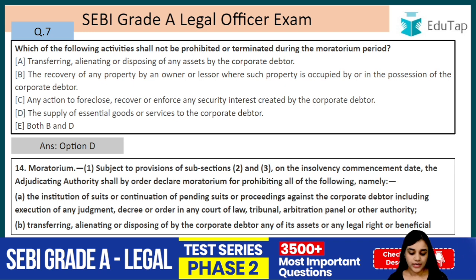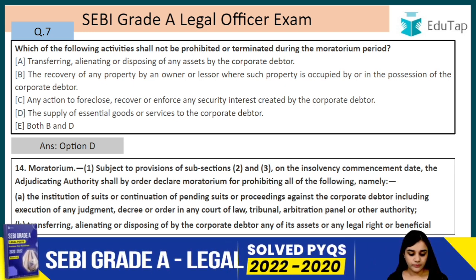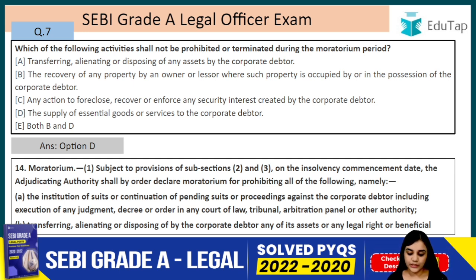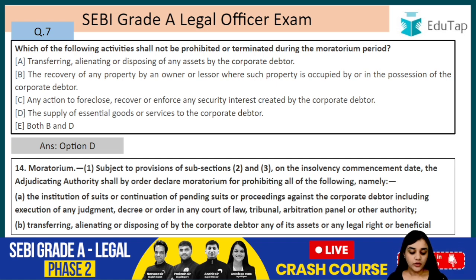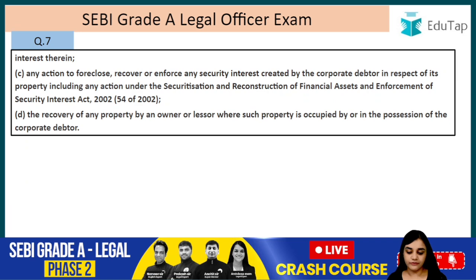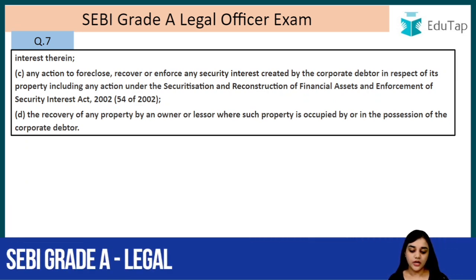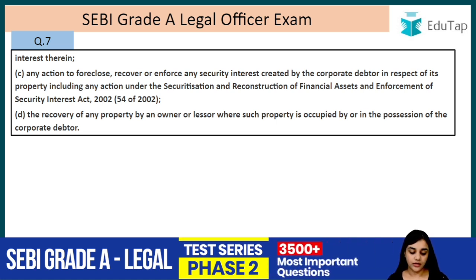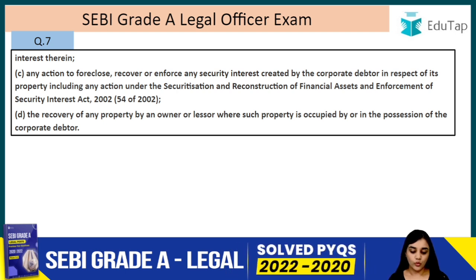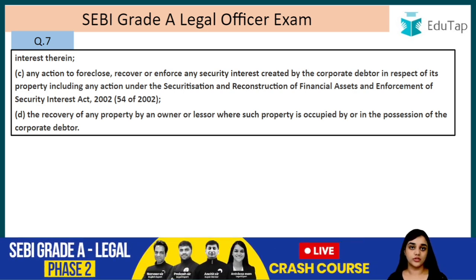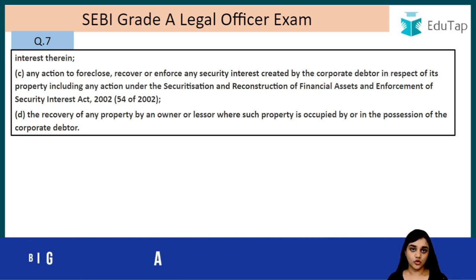So the institution of suits or continuation of the pending suits or proceedings against the corporate debtor, including execution of any judgment, decree or order in any court of law, tribunal, arbitration panel or other authority. Transferring, alienating or disposing of by the corporate debtor any of his assets or any legal right or beneficial interest therein. Any action to foreclose, recover or enforce any security interest created by the corporate debtor in respect of its property, including any action under the SEBI Act 2002, the recovery of any property by an owner or lessor where such property is occupied by or in the possession of the corporate debtor. So the owner cannot even take back the possession if the possession is with the corporate debtor. So these are all the things which are prohibited, but the essential supply of goods and services is not stopped during this process, right?